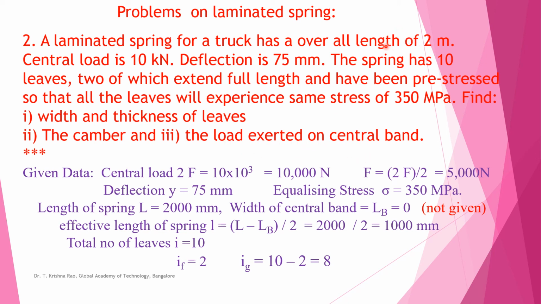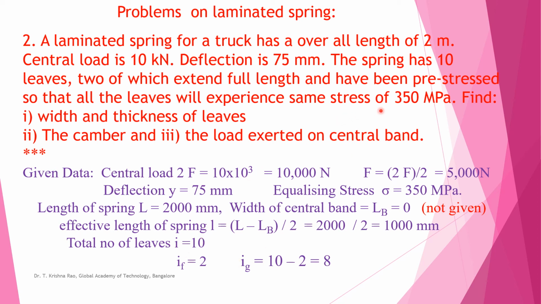He has given the length of the spring, but the width of the band is not given. So what should we do? Effective length equals total length minus the width, which is not given, so 0 divided by 2, and that comes to 1000. IF equal to 2 and I is 10 given, so IJ will be 10 minus 2, which is 8. Deflection is given, load is 2F, so F will be half of that.